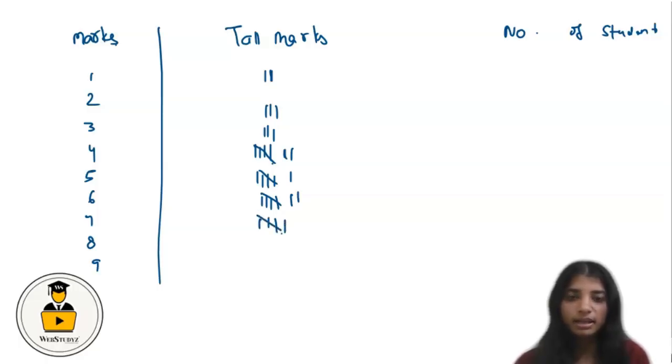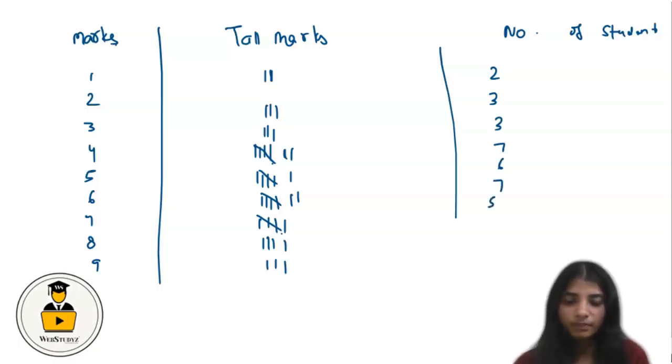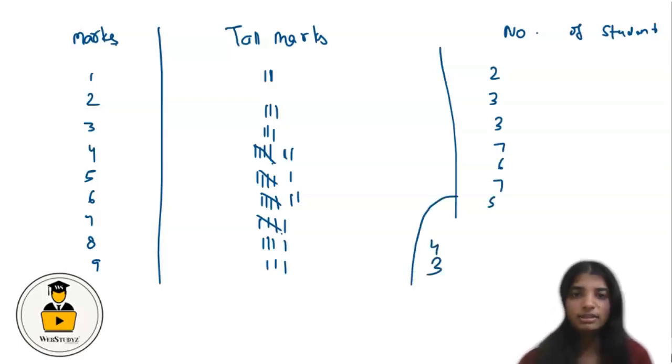For 8 marks, there are 4 students. And for 9 marks, there are 3 students. So the number of students are 2, 3, 3, 7, 7, 6, 5, 4 and 3. So this is our table.